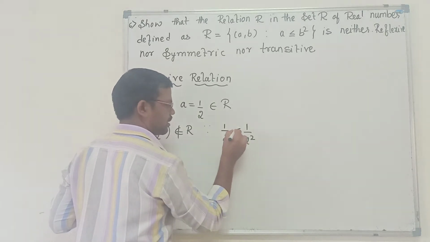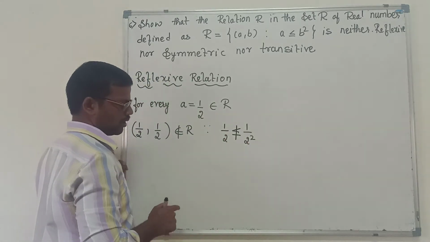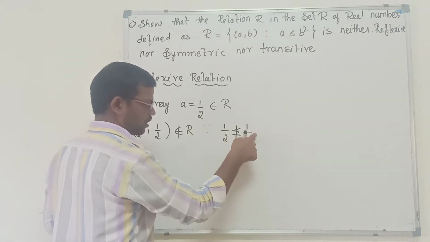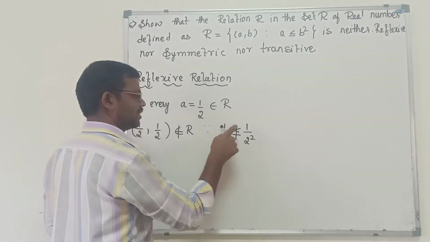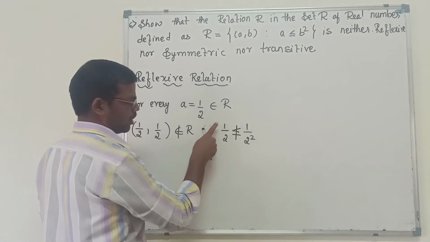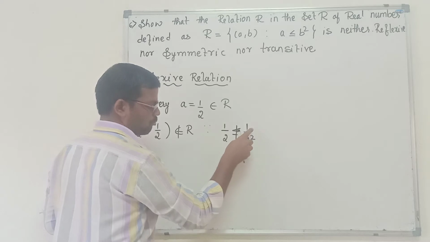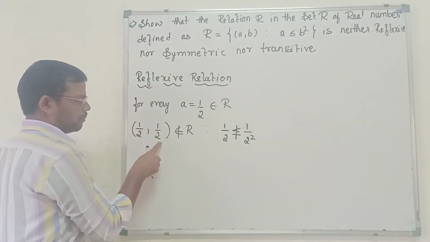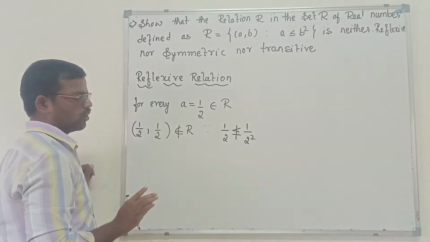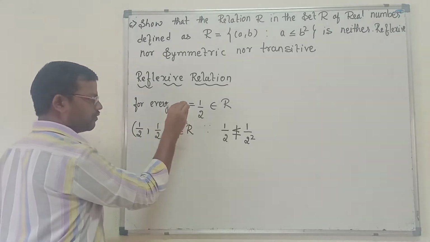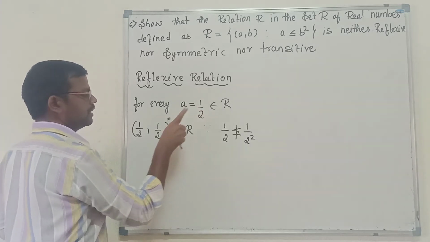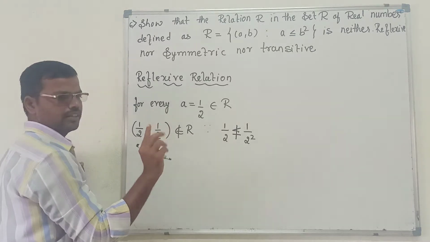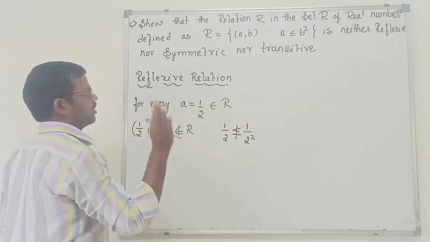It is never less than or equal to. Why? Because it is a half and that is a quarter. Half is not less than a quarter, so 1 by 2 is never less than 1 by 4. For that reason (1 by 2, 1 by 2) does not belong to R. If it fails for one element, then it is not a reflexive relation for the whole set.